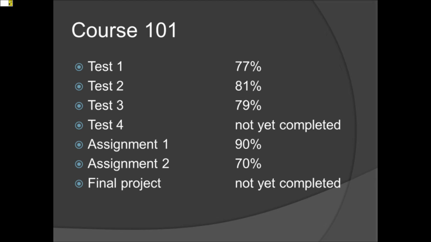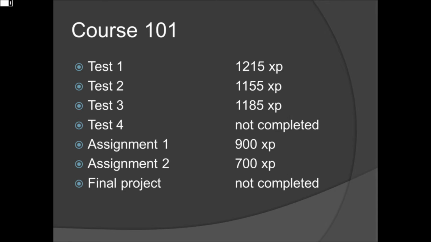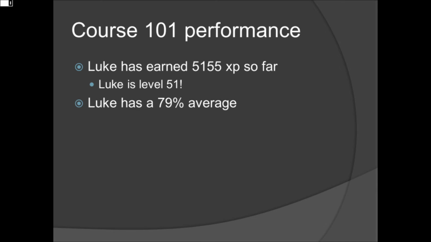Now when you multiply his test scores as a percentage multiplied by the allocated XP per assignment, you'll figure out how much experience points he actually earns per assignment. As you can see, Luke earned just over 1200 XP on his first test, 1100 XP on his second, 1100 again on his third, and he also earned 900 on his first assignment and 700 on his second assignment. In total, Luke has earned over 5100 XP, which equates to Luke being level 51. Using the current grading system, you'd be aware that Luke is currently earning a 79 average.